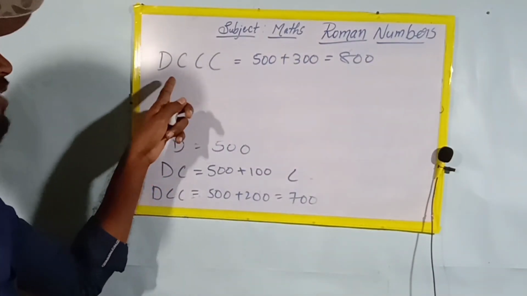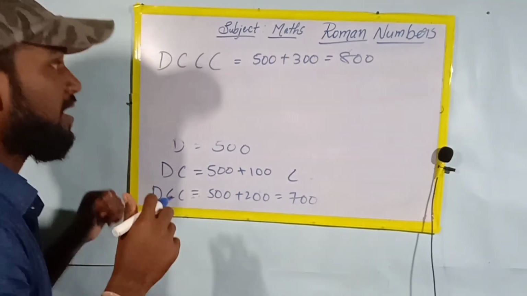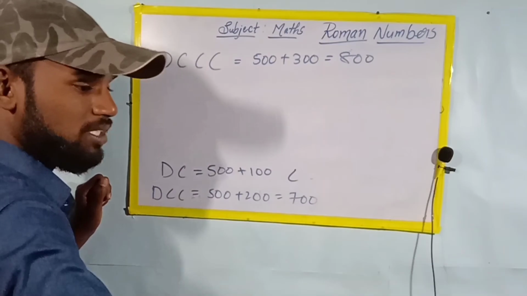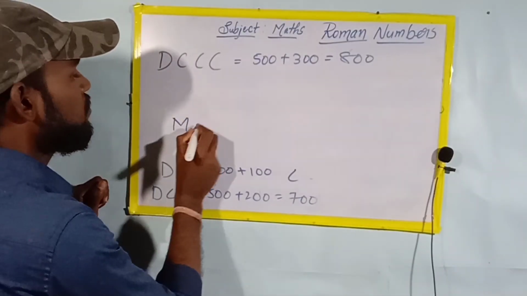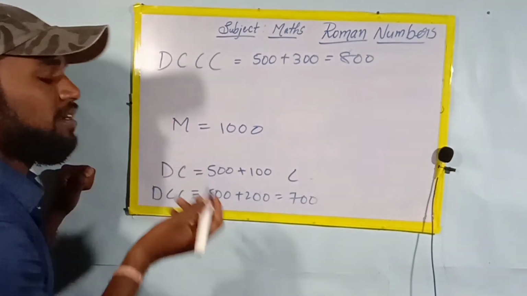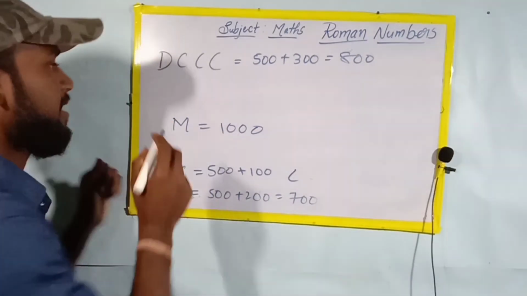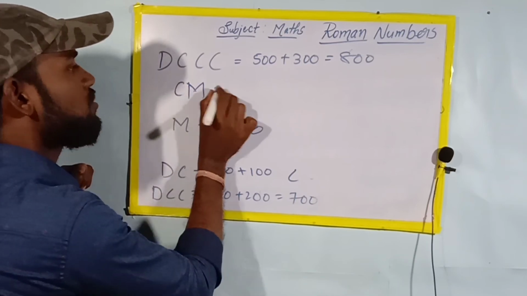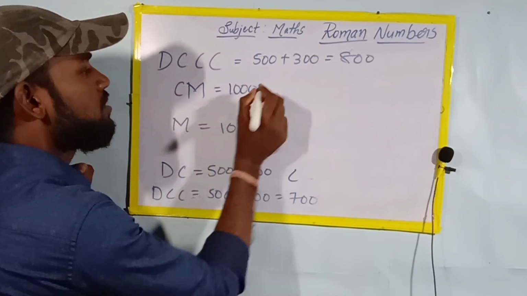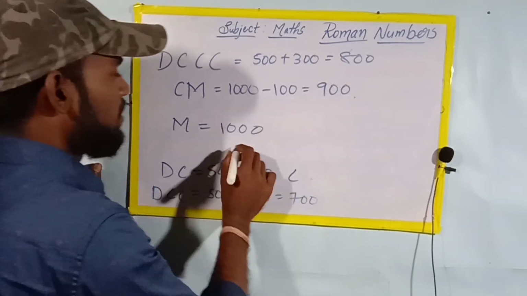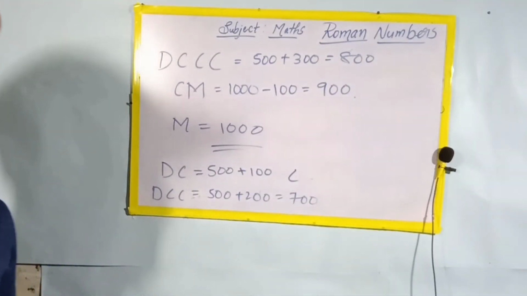Everyone clear? Now 900. But we won't repeat the C 4 times. Now 900 means, what is 1000 here? M is equal to 1000. M is equal to 1000. So now 1000 minus 100, 900. CM, that is equal to 1000 minus 100, that is equal to 900. Everyone clear up to 1000?